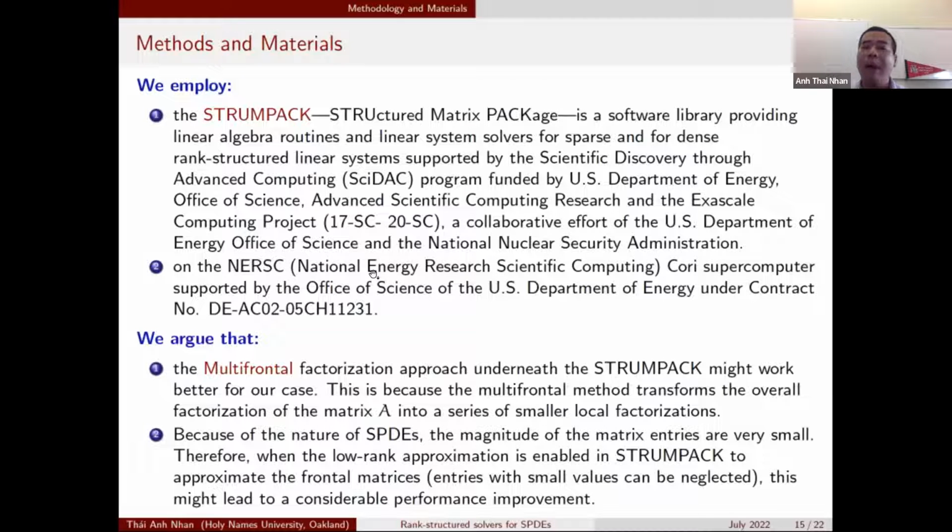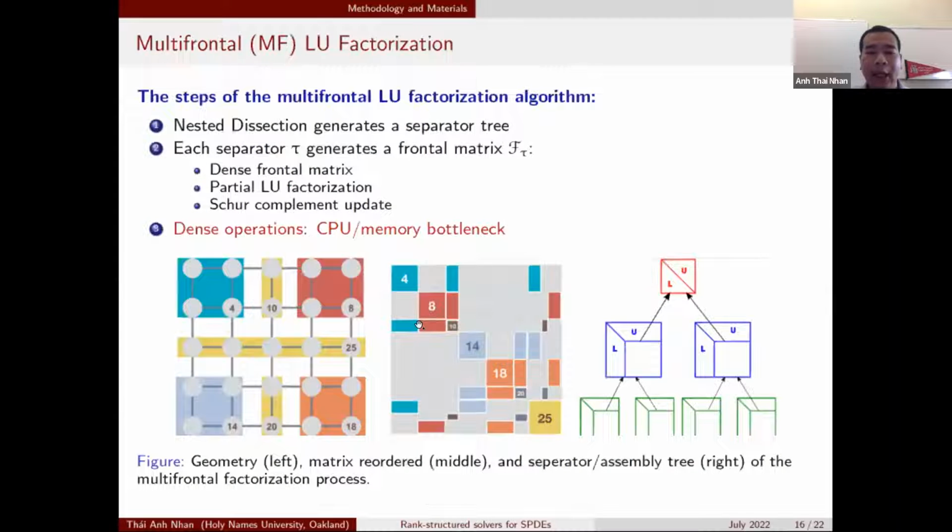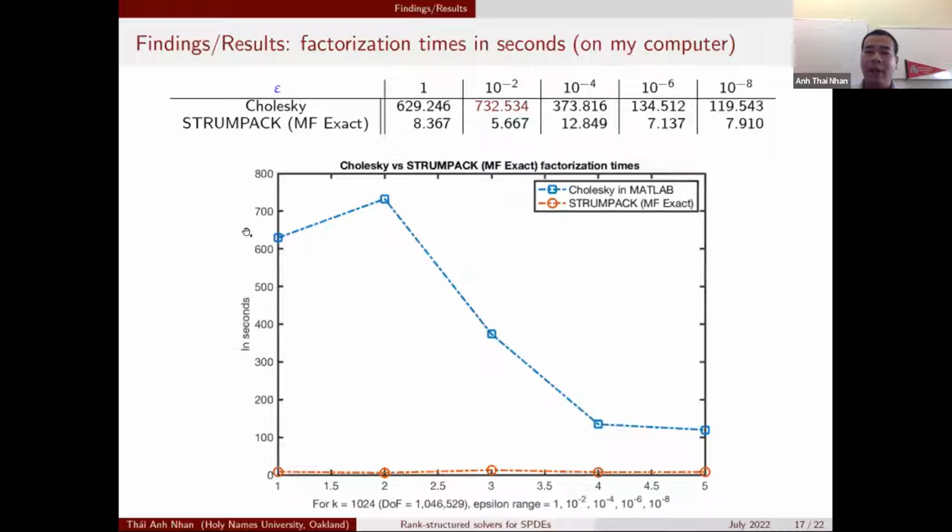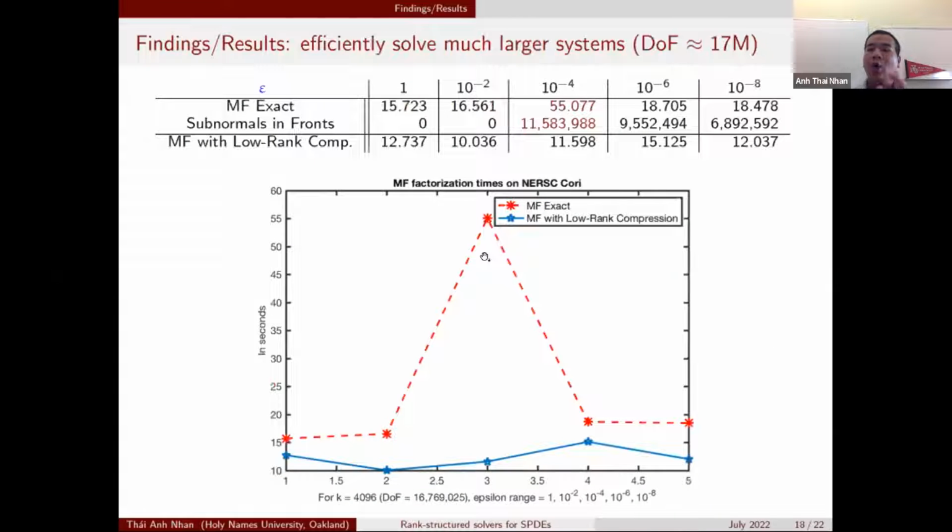Now, the methods and materials: we employed STRUMPACK, which is developed by the lab group, and then we use the supercomputer. Let me show some results. For Cholesky factorization on my computer, an i5 2.4 GHz processor, the time is significantly improved using STRUMPACK, around 10 seconds to solve this, for a system of about 1 million unknowns.